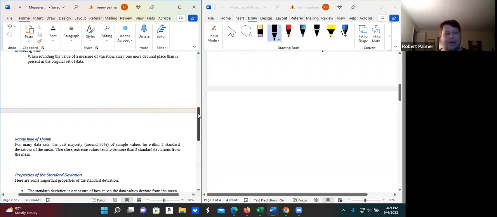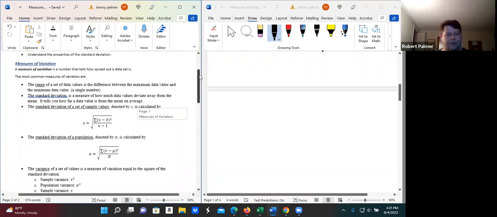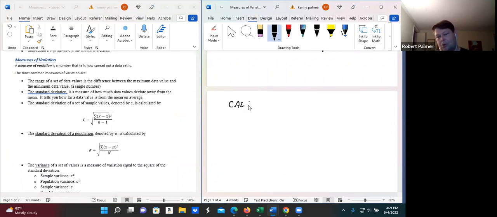Let's take a look at a couple examples first. Let's look at our definitions again. Let's come over here. What we're going to do is calculate the standard deviation.